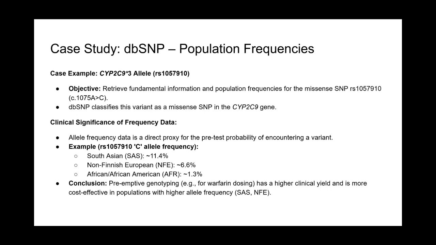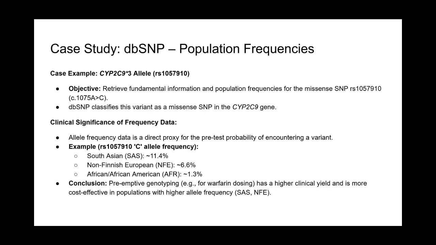Further details include the precise genomic location of the variant, which is provided in terms of coordinates on the human genome reference sequence, such as on chromosome 10 using the GRCh38 assembly. The database also indicates the gene within which the variant is located, in this case CYP2C9, and describes the functional consequence of the variation. It is classified as a missense mutation, meaning it results in a change to an amino acid in the protein product, which may impact the protein's function.